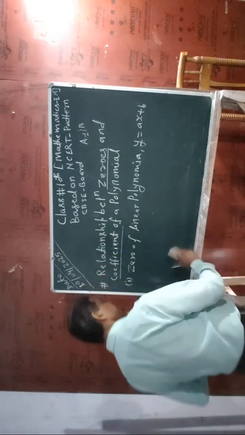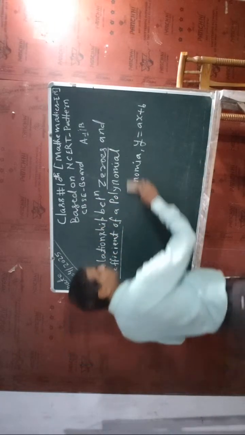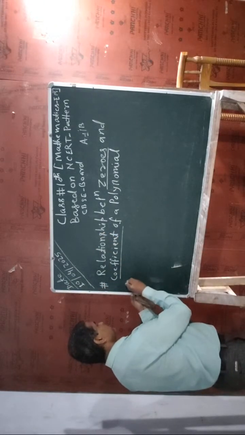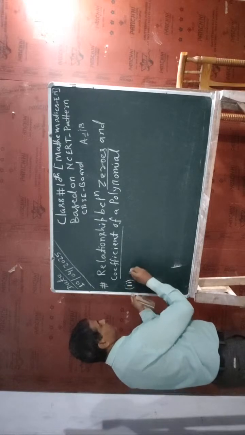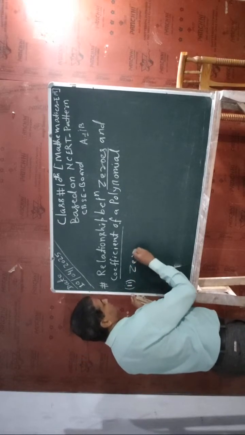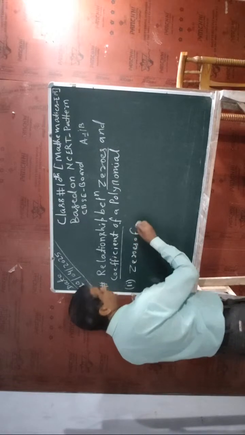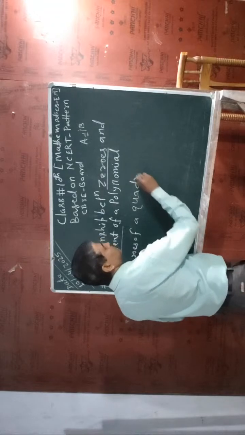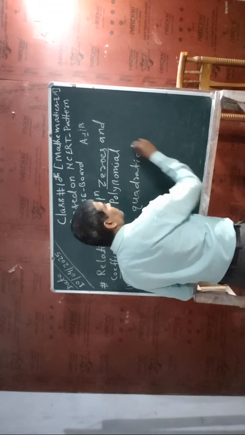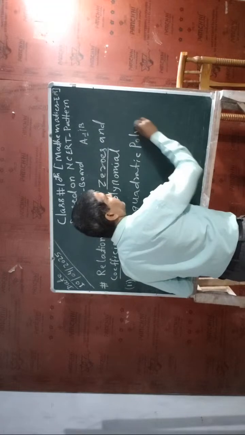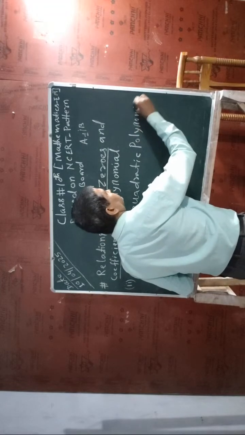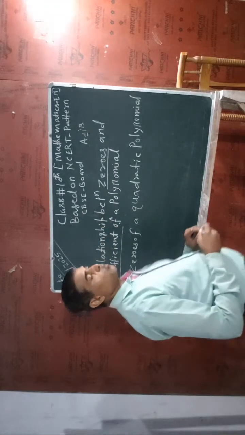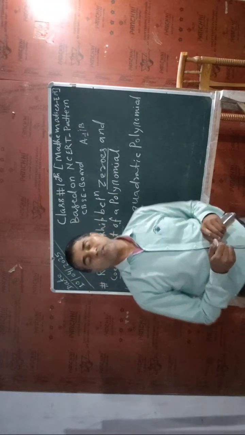Now the next concept is zeros of the quadratic polynomial, point number 2. Zeros of a quadratic polynomial. What is the concept of zeros of a quadratic polynomial?